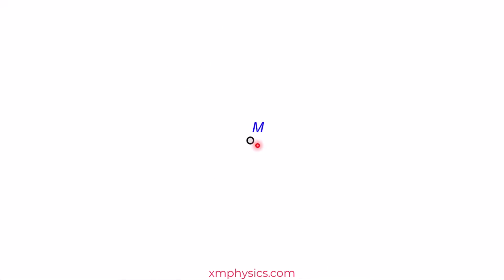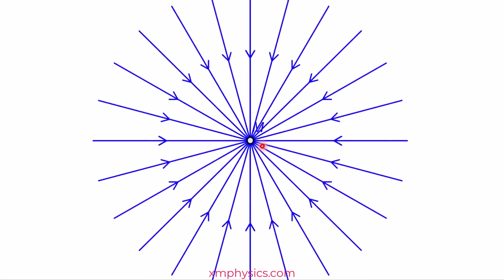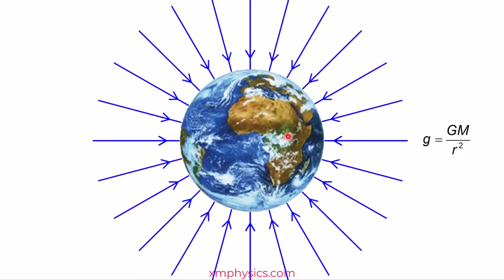Hello, we have learned that if we have a point mass m, it's going to produce a gravitational field centered around it, whose field strength can be calculated using the formula GM over r squared. Now, what about the planet Earth? The planet Earth is not a point mass, but we can always pretend that all its mass is concentrated at a point at the center of it.